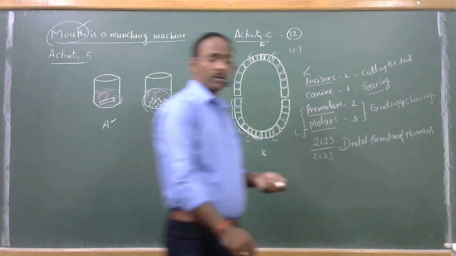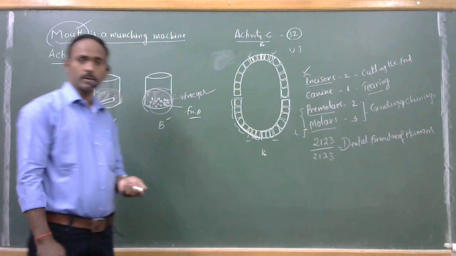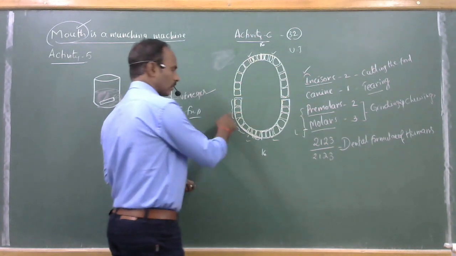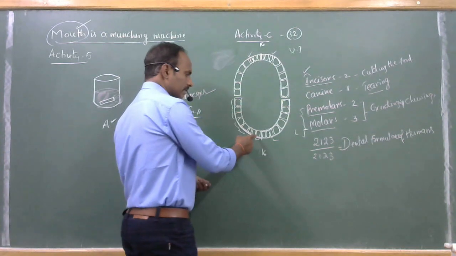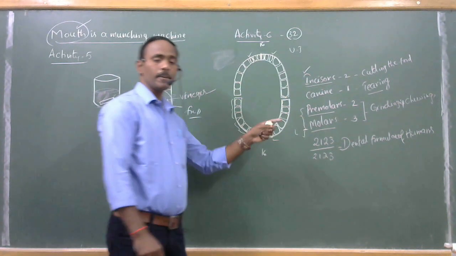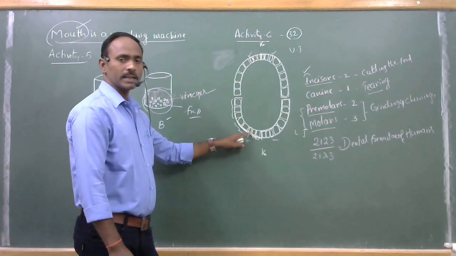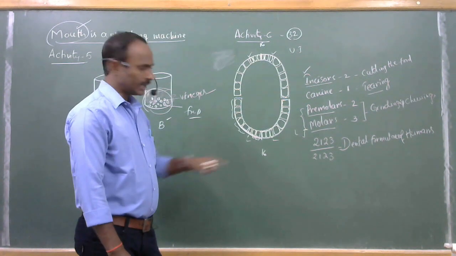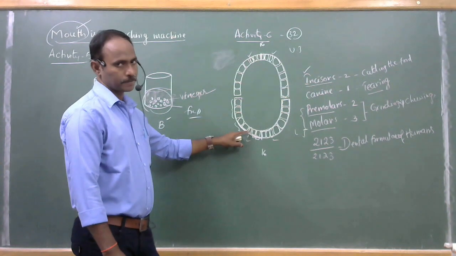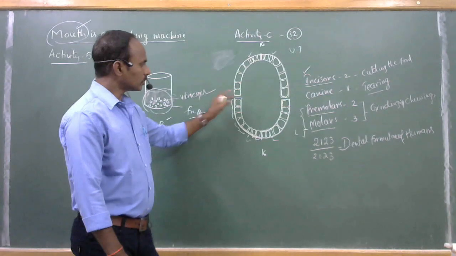The dental formula may vary from animal to animal. The teeth are incisors, canines, premolars, and molars. Incisors are mostly absent in carnivorous animals, whereas canines are absent in herbivorous animals. In place of the canines in herbivorous animals, there is a small space called diastema. Clear?